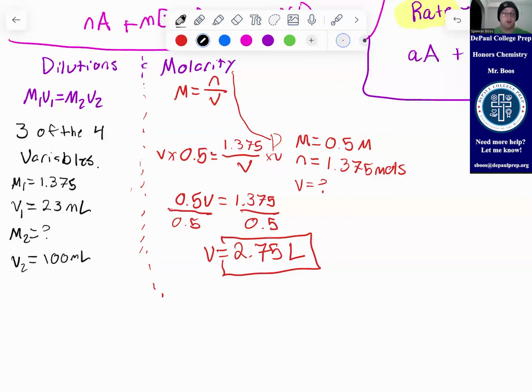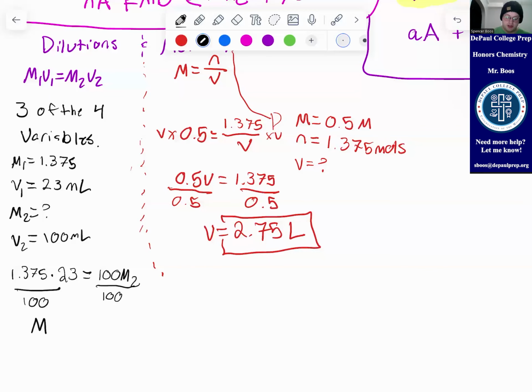Now I plug this into my equation. We've got 1.375 times 23 is equal to 100 M2. Okay. Divide by 100 on both sides. 1.375 times 23 divided by 100. So that means my new molarity, M2, is going to equal 0.316 molar, which of course is the final answer. I hope that helped the person who asked that question.